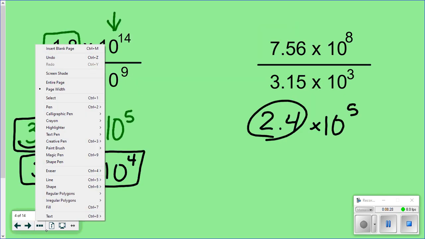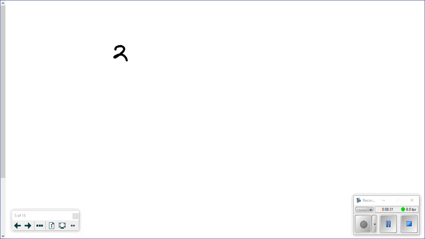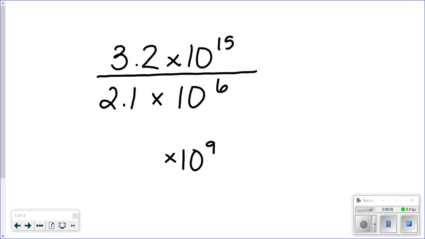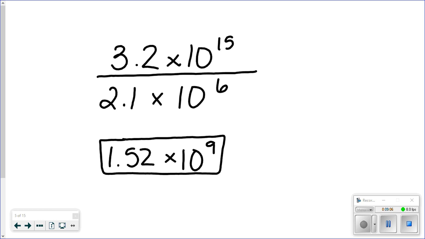I'm going to give you one more, and I want you to try yourself. Okay, so go ahead and figure that out. So it'll be 10 to the 9th times 3.2 divided by 2.1 gives me 1.52, and that's in correct scientific notation already. I don't have to change anything.